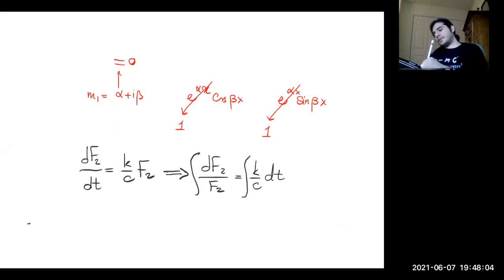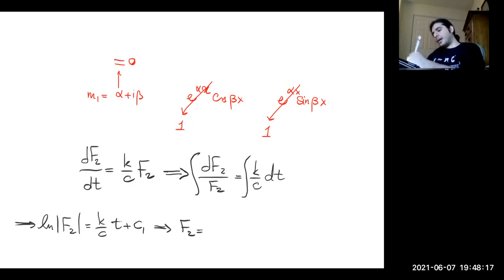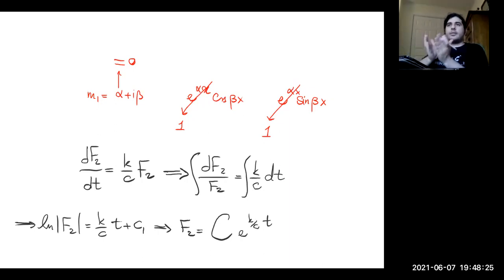So if we integrate both sides, the left-hand side would be ln of the absolute value of F2 equals k over c times t plus another constant c1, and therefore F2 would be another constant, I show it with capital C, e to the k over c t. So we have F1 and F2, and their multiplication would be a solution to the equation. So this is another solution. This is not equal to the previous solution we had. The previous solution was the sum of two solutions. Here I have the multiplication of two solutions.